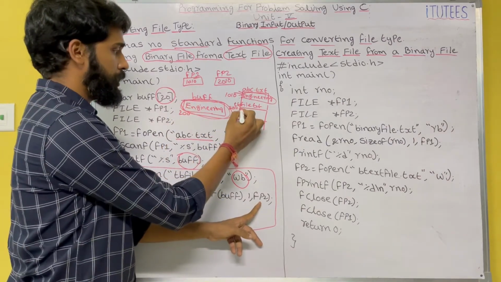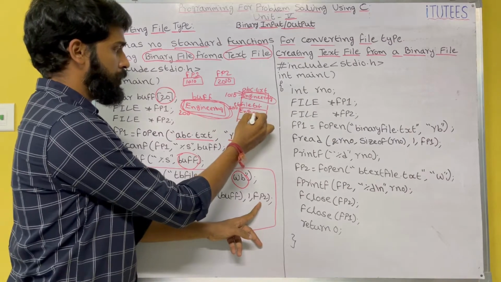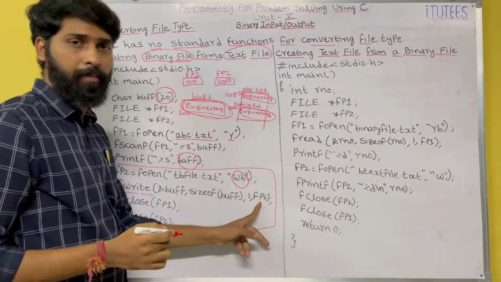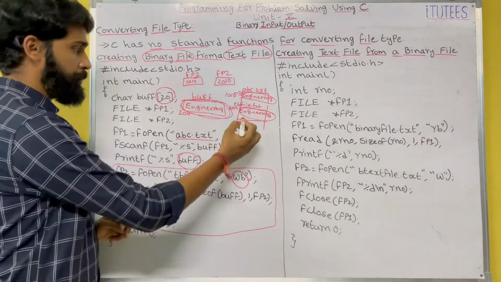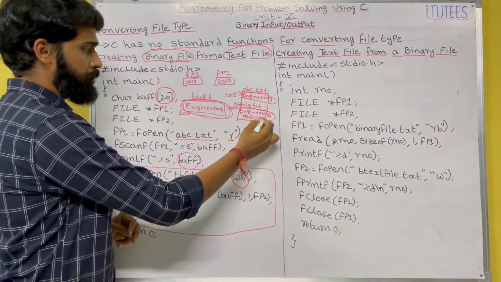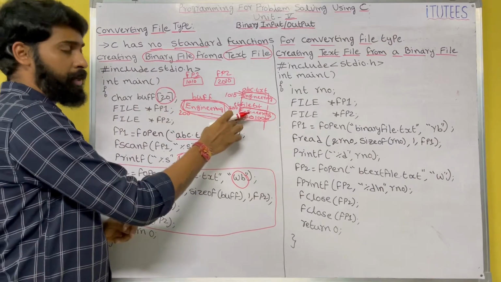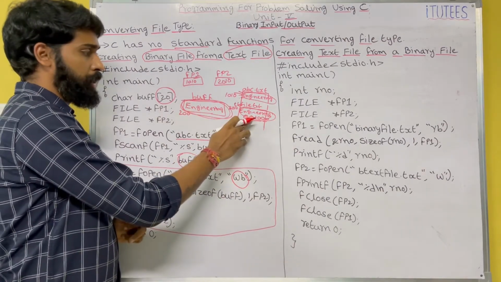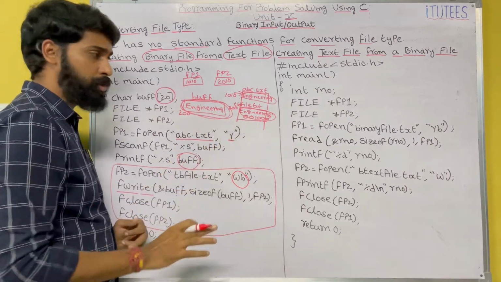That is engineering, and it is stored in the form of binary values, binary numbers, that means zeros and ones. For the sake of understanding, here I write engineering, but instead of engineering, it stores the data in the form of zeros and ones.